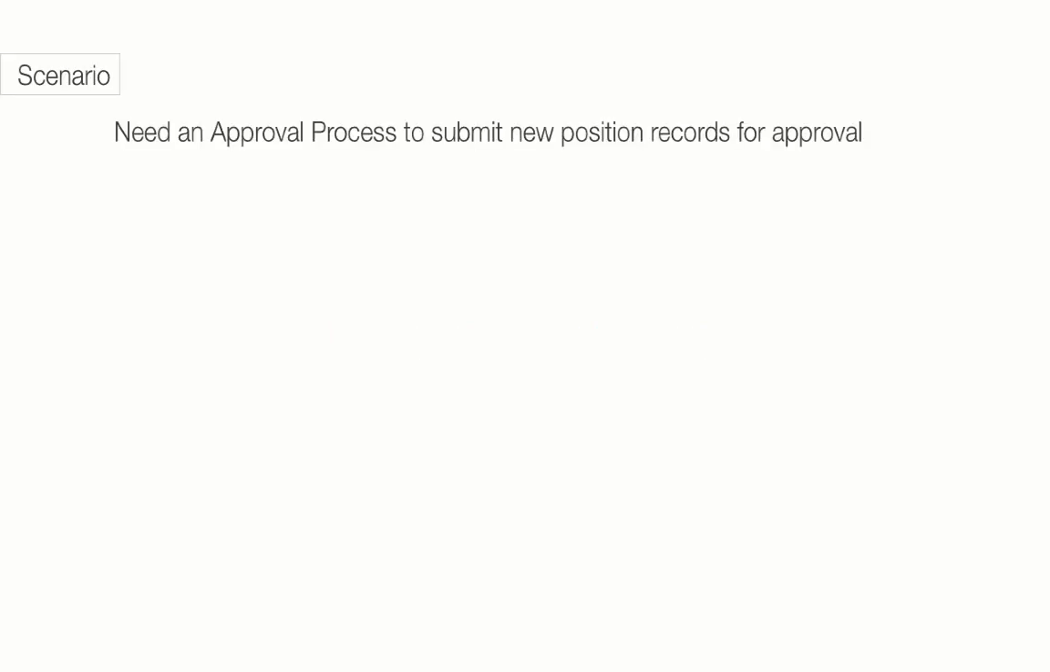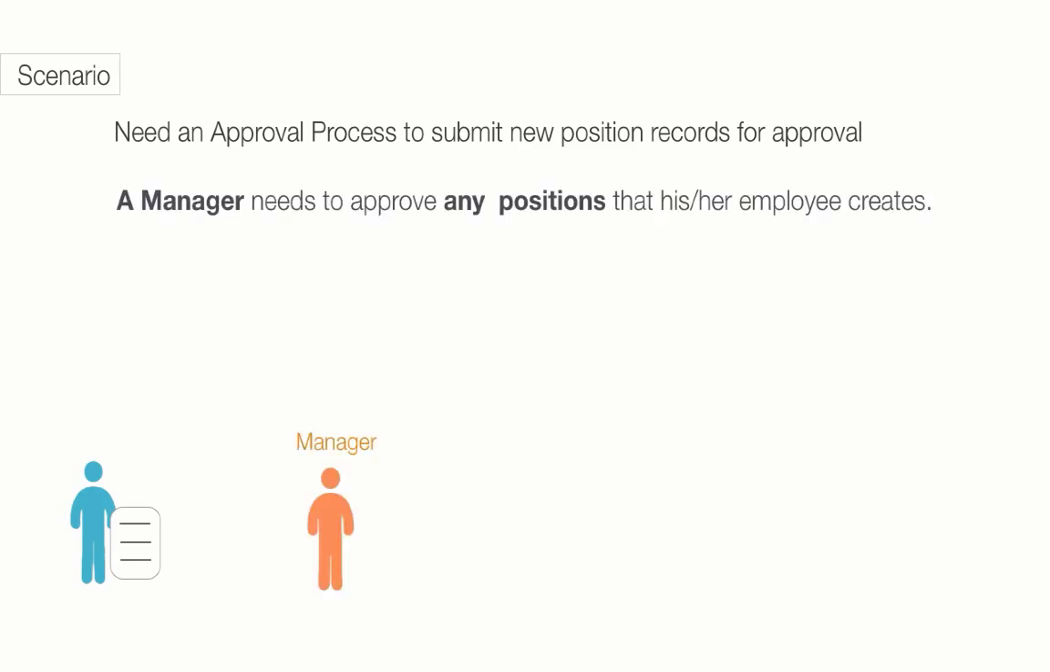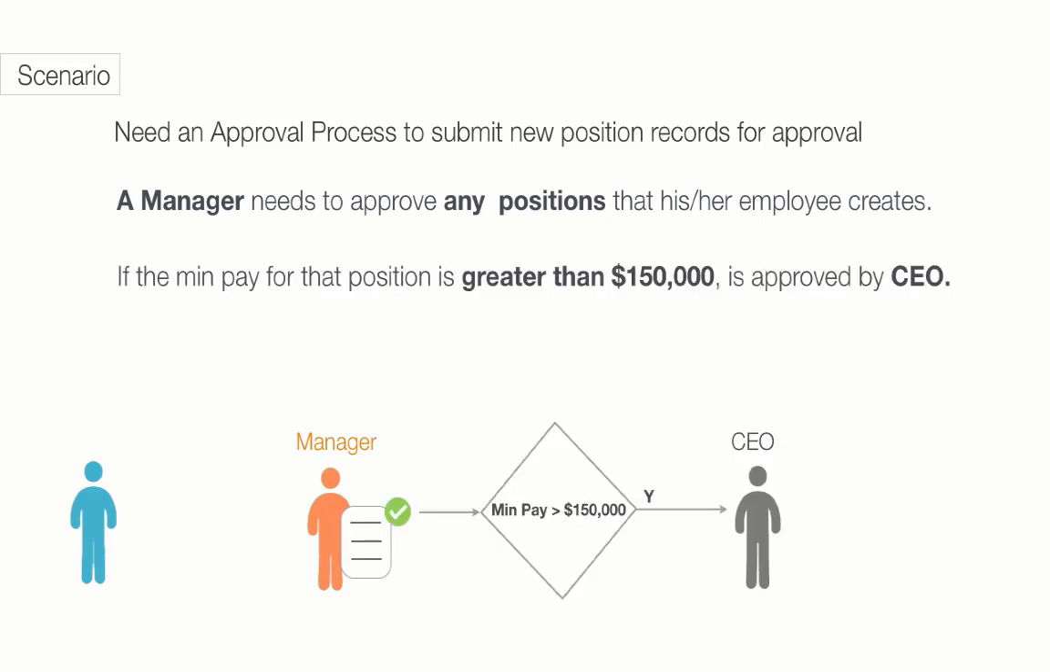For our recruiting app, we need an approval process to submit new positions for approval. We want to make sure that a manager approves any position that his or her employee creates, and that any position with a minimum salary of more than 150,000 is approved by the CEO.